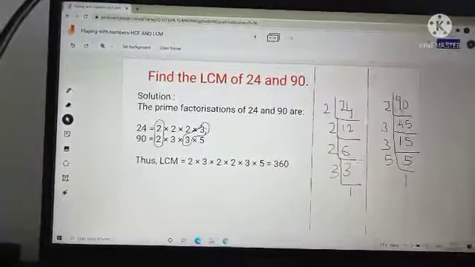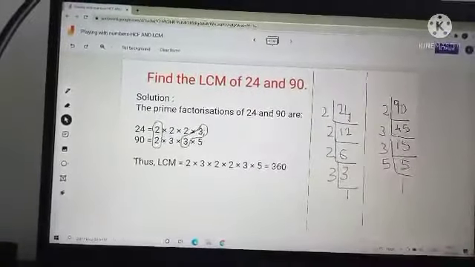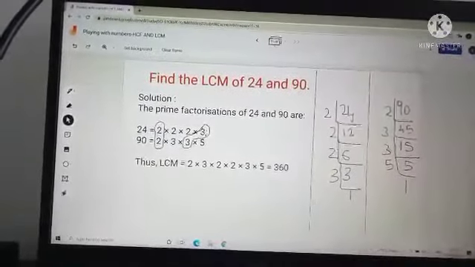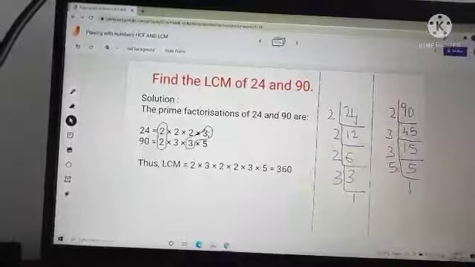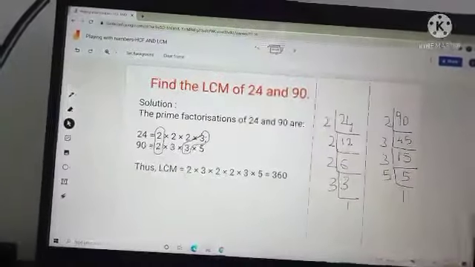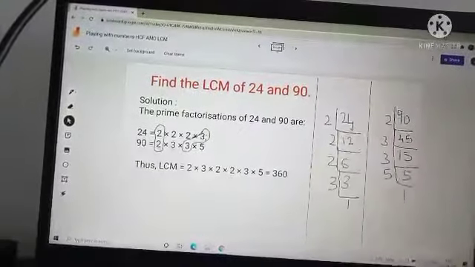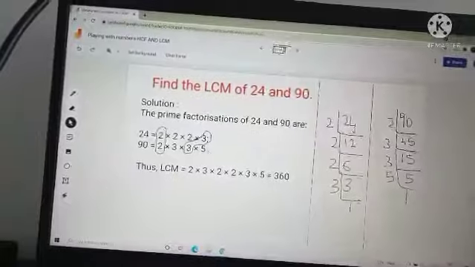Now I take 90. 90 divided by 2, 45. 45 divided by 3, 15. 15 divided by 3, 5. 5 divided by 5, 1. So what is the prime factorization of 90? 2 into 3 into 3 into 5.